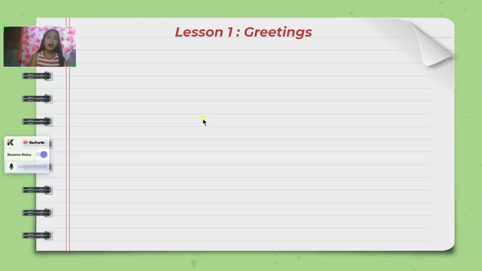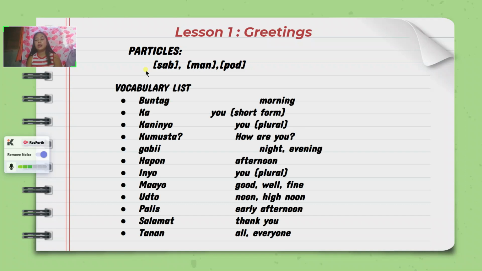Today's lesson is lesson 1, greetings. We're also going to learn some particles: sab, man, and pud. For the words, we have buntag, meaning morning; ka, meaning you, only one person, you as the only person; kaninyo, another you, in Tagalog kayo; kamo, a plural term of you.